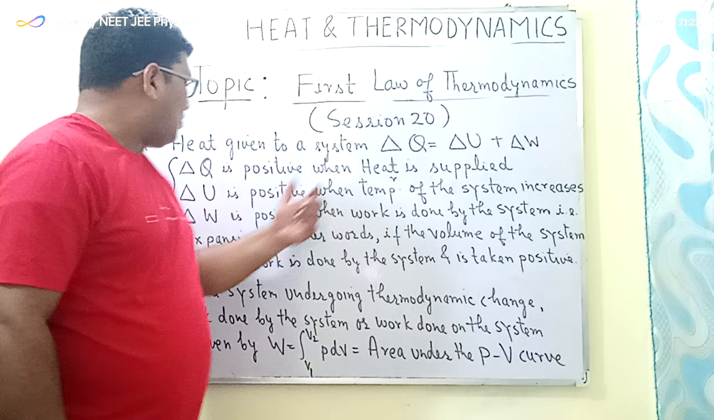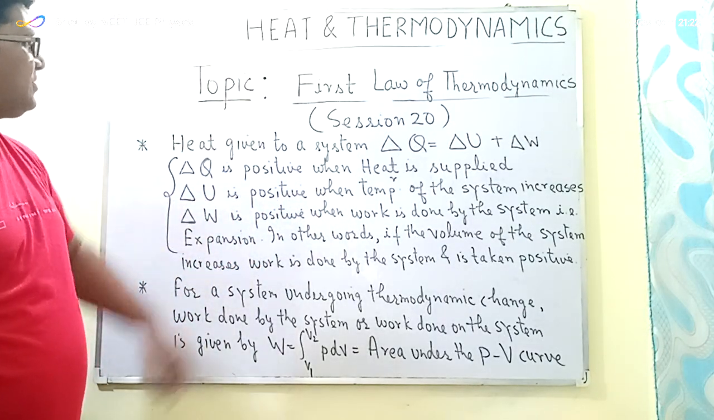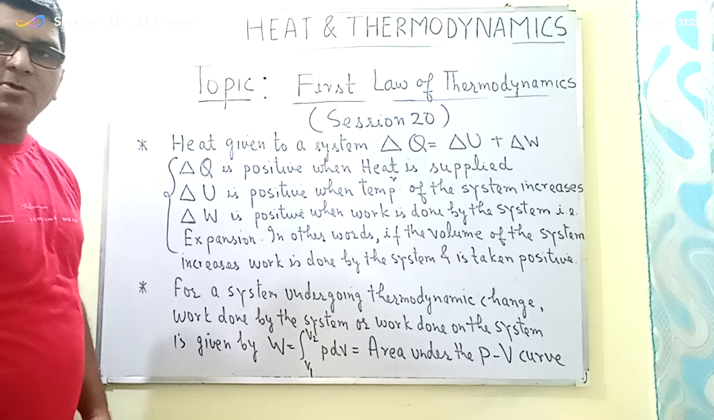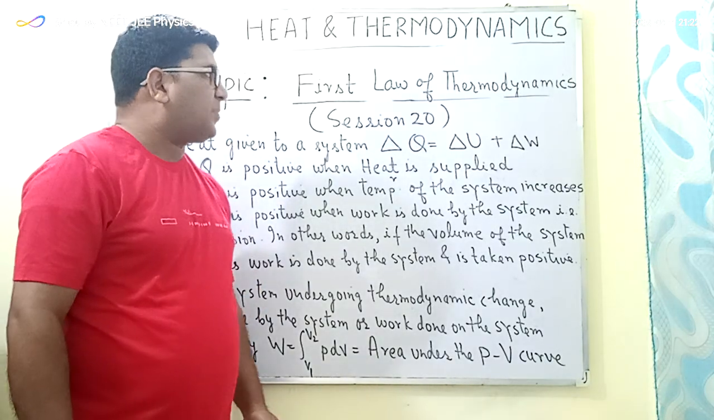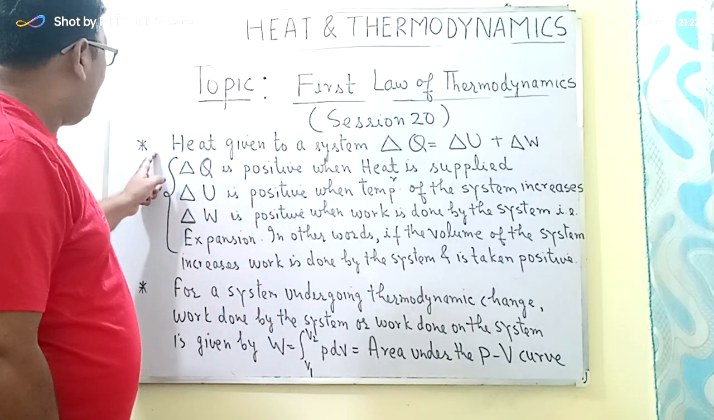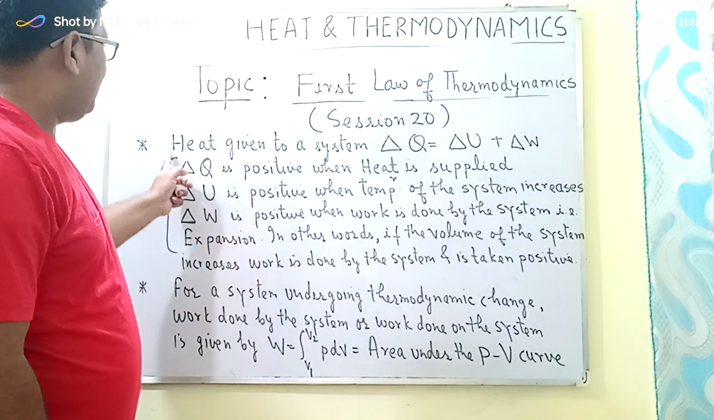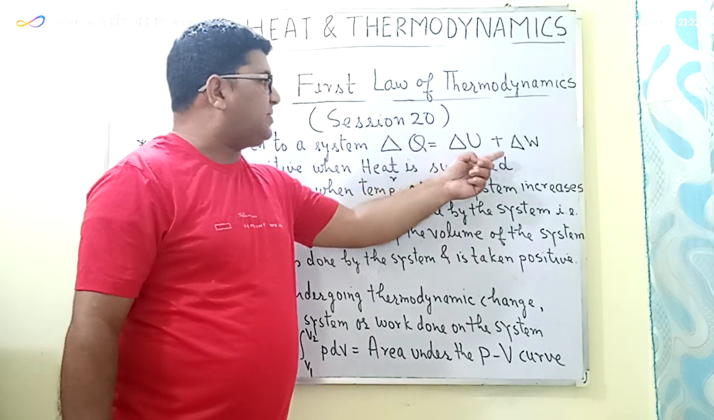Based on this topic, I have written here two important points in order to understand the first law of thermodynamics. The first law of thermodynamics is basically based on the concept of conservation of energy. According to the first law of thermodynamics, the heat given to a system, that is delta Q, is equal to delta U plus delta W.